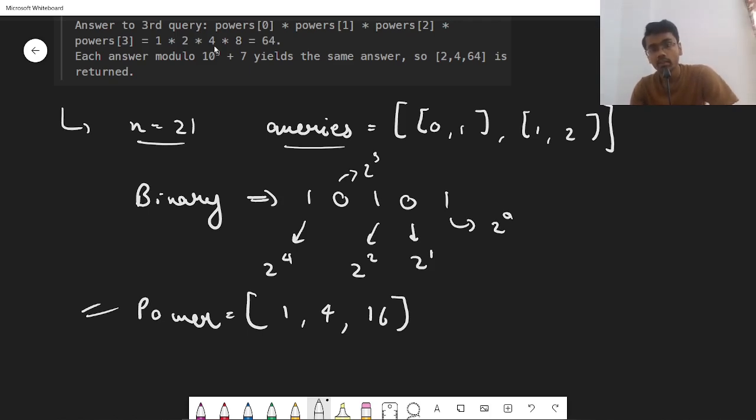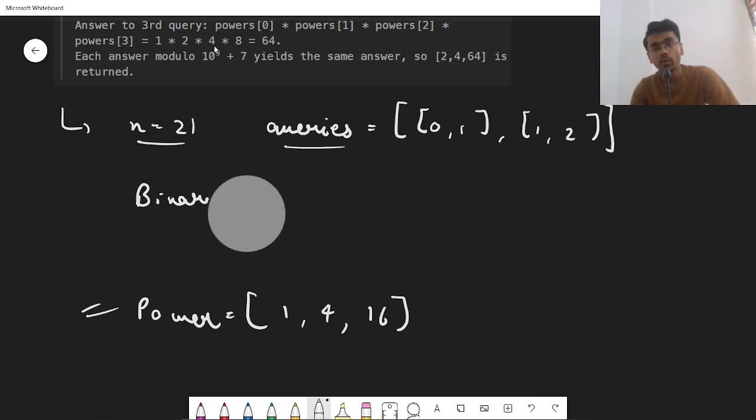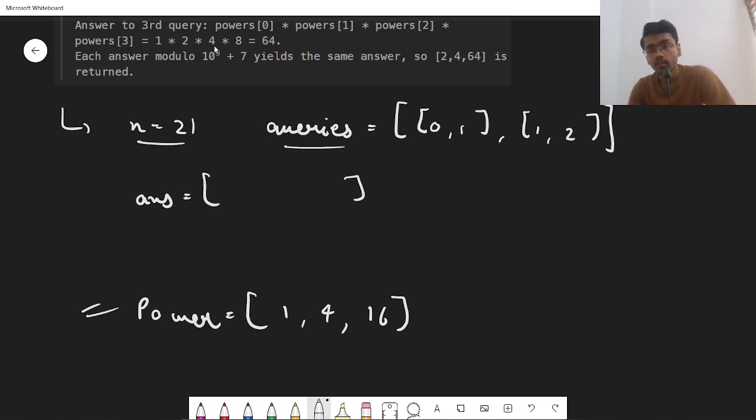Now what was the next step? The next step is simpler. Just iterate on these queries, get the corresponding result and store it in our answer. So this is our answer array where we'll be storing the products. For the query 0 comma 1, we need to take the product of 1 cross 4, which is nothing but 4 only, so we'll store 4. The next query is 1 comma 2, which means 4 multiplied by 16. Now 4 multiplied by 16 is 64, so we'll store 64 in our answer vector.